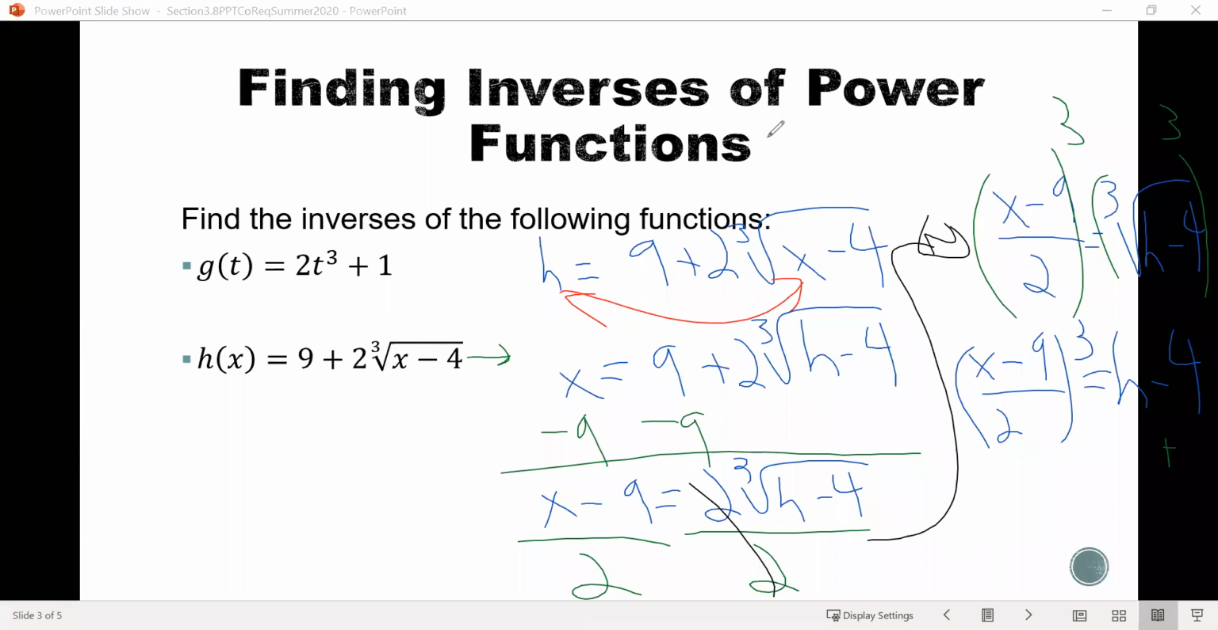And then we can finish isolating the h by adding 4 to both sides. Notice the 4 is outside the stuff being cubed on the left-hand side. So that does not get combined, so we just have x minus 9 over 2, that cubed, plus 4 equals h.